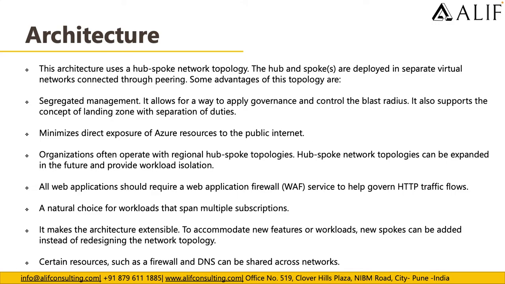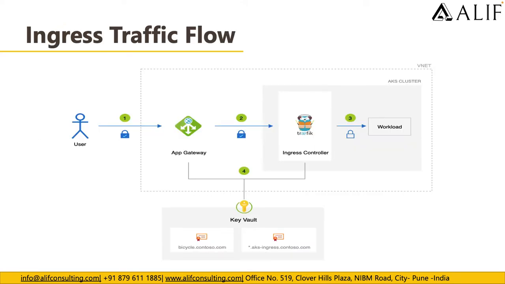Again, if you're using the hub and spoke topology, where your hub has the firewall and DNS, or I can say the bastion is there, you can basically share those across all of your spokes. So this is how your traffic flow is going to look.